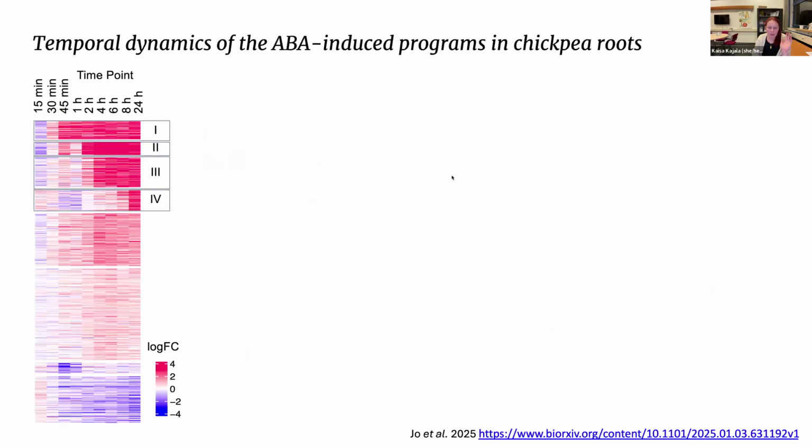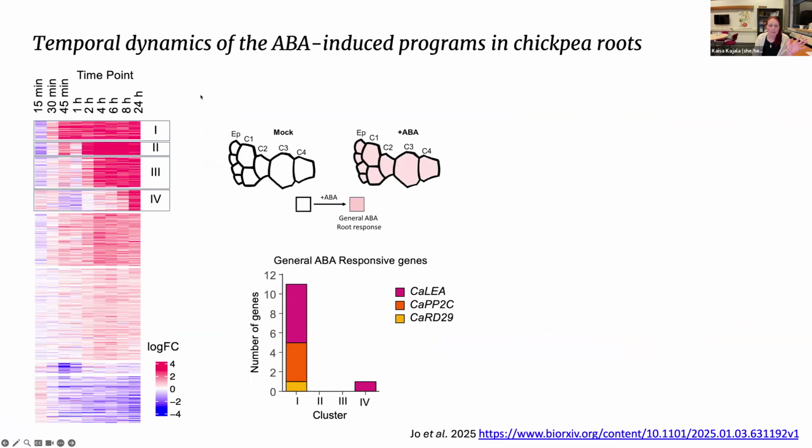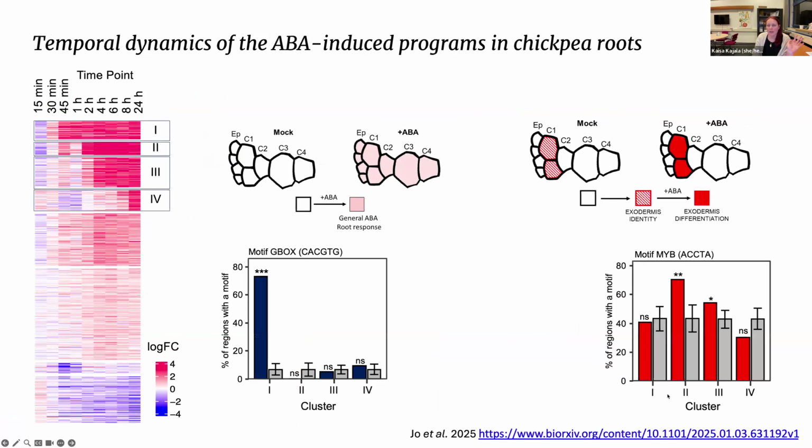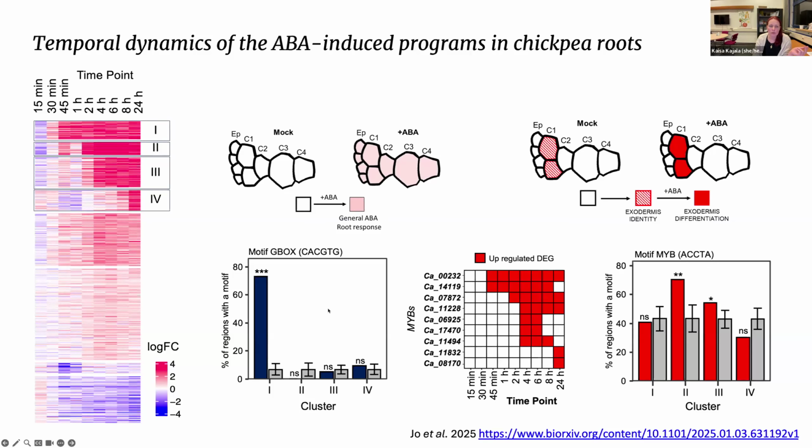So I realized that I'm running a little low on time, so I'll be quite quick about this. I'll show that we found in our time course data basically four separate clusters of upregulation: fast, medium, and slow. And then the general ABA response is in the fast cluster. The suberin biosynthesis induction is in clusters 2, 3, and 4. And then what regulates these, based on the motifs enriched in the promoters.